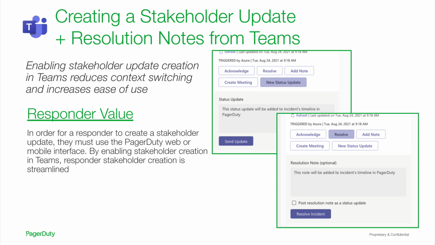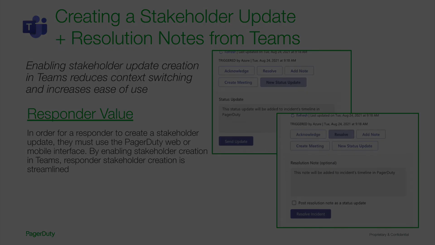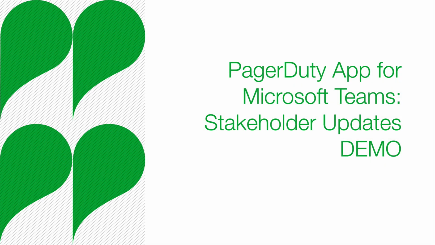Now they'll be able to create this from the incident notification in Microsoft Teams via the new status update button, or when you resolve an incident, you can create a resolution note and then send that resolution note as a stakeholder update. And here's a quick demo.